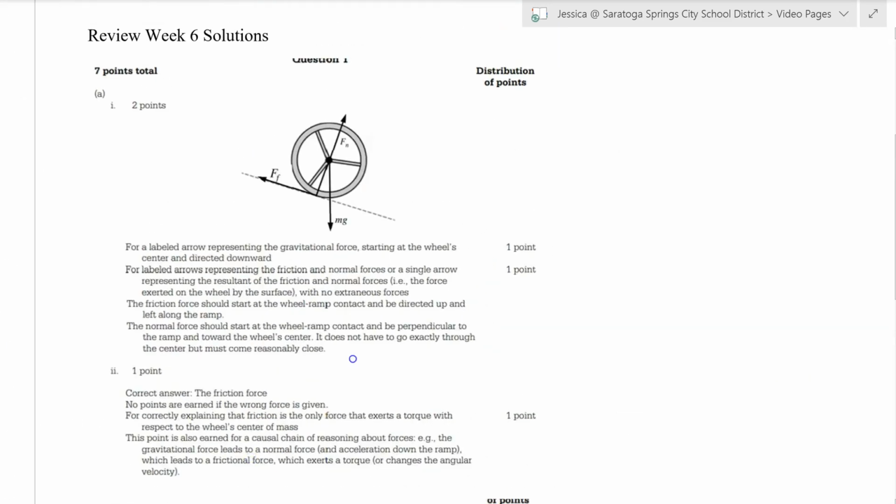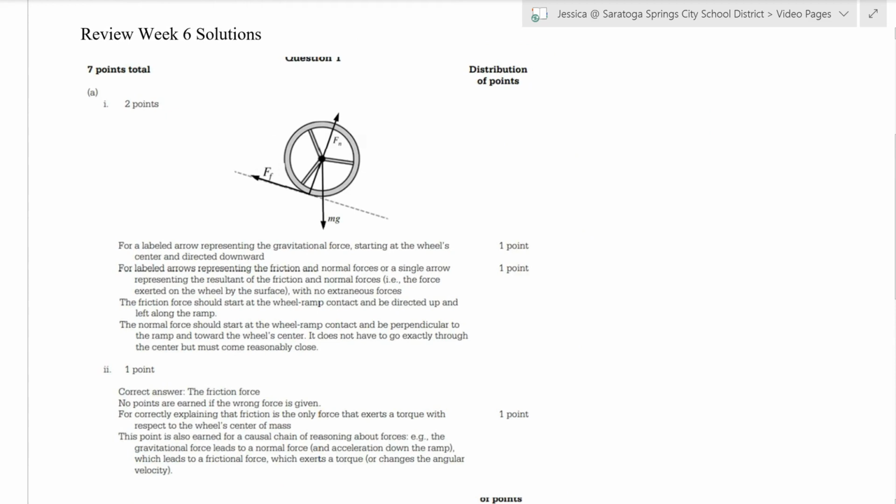Okay, so question A is 2 points. I get 1 point for a labeled arrow representing gravitational force starting at the wheel center and directed downwards. I definitely did that. And I get a point for labeled arrows representing friction and normal force, or a single arrow representing the resultant of the friction and normal force, i.e. a force exerted on the wheel by the surface with no extraneous forces.